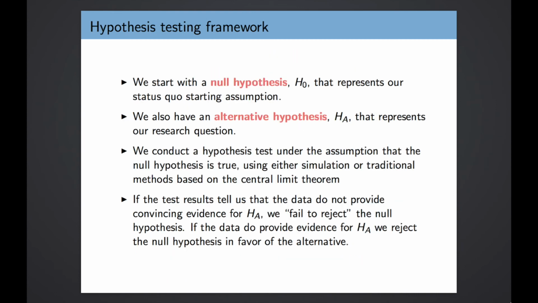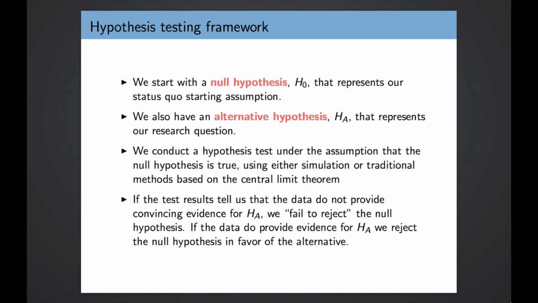So this is the hypothesis testing framework. We have a null hypothesis representing a status quo starting assumption that says that there's no difference or no relationship, that we're not going to see this relationship that we're testing for. And then the alternative hypothesis represents our research question. So we have these hypotheses representing different conclusions that we could come to about our research question, and then we are going to collect data and analyze that data and see which of these hypotheses it matches up best with.